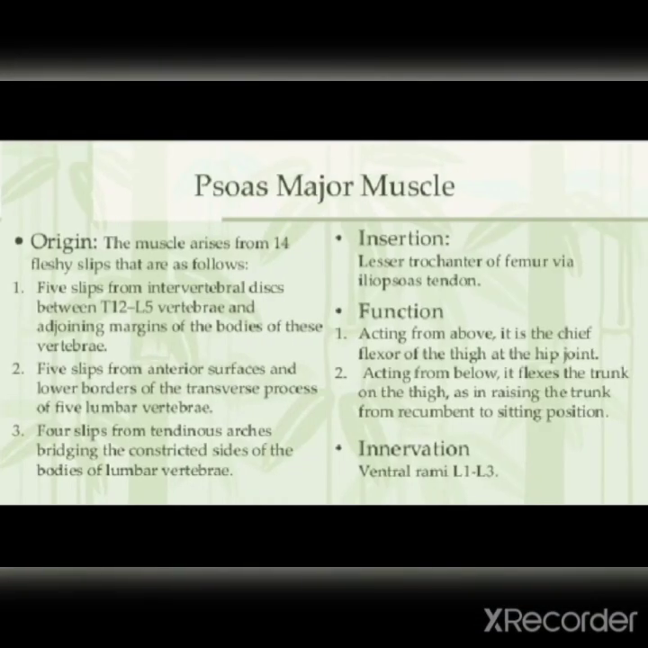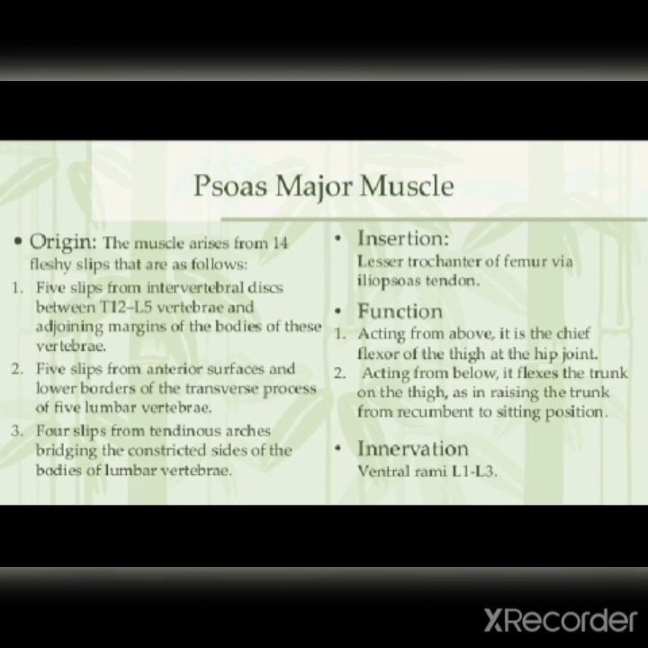Now, next is the psoas major muscle. What is the origin of the psoas major? The muscle arises from 14 fleshy slips that are as follows. The psoas major has a big origin, that is the 14 fleshy slips. 14 fleshy slips from where?